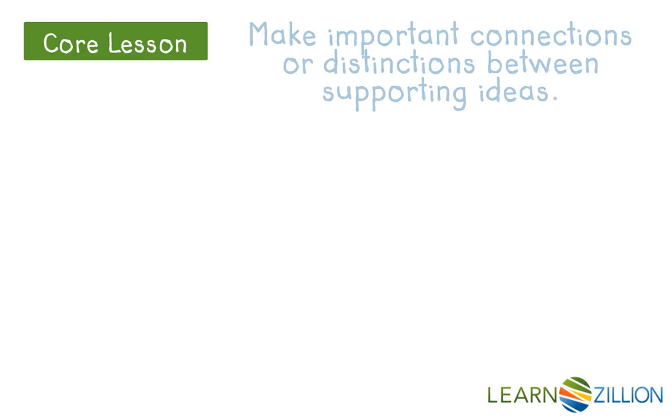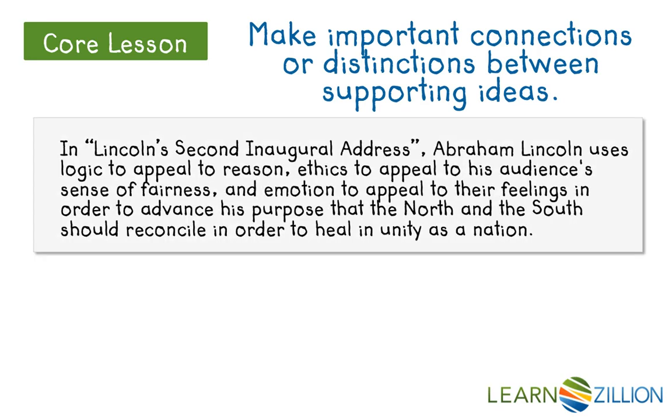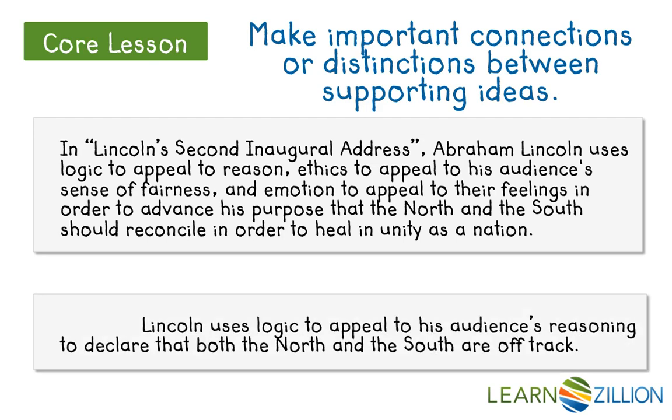So next, we need to make important connections or distinctions between supporting ideas. Now we need to think about what we are going to be connecting to. The next paragraph begins with, Lincoln uses logic to appeal to his audience's reasoning to declare that both the North and South are off track. Lincoln's purpose is to bring unity to the nation, but he believes that they are off track.